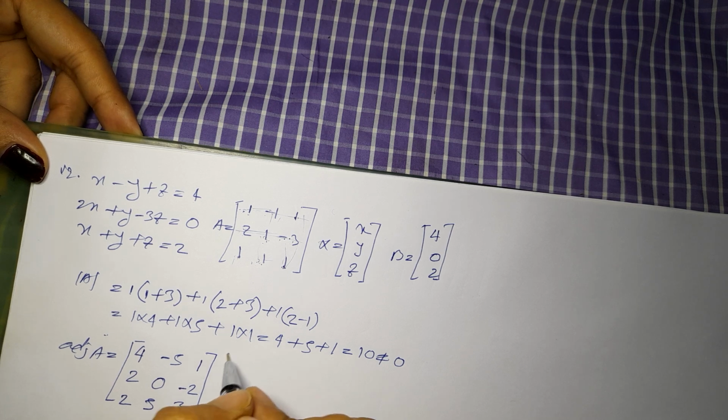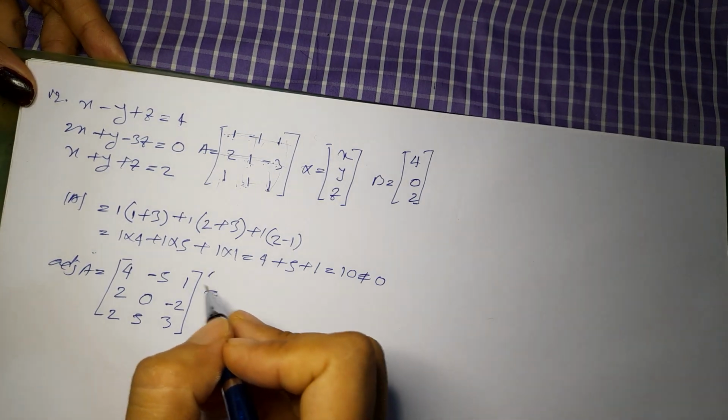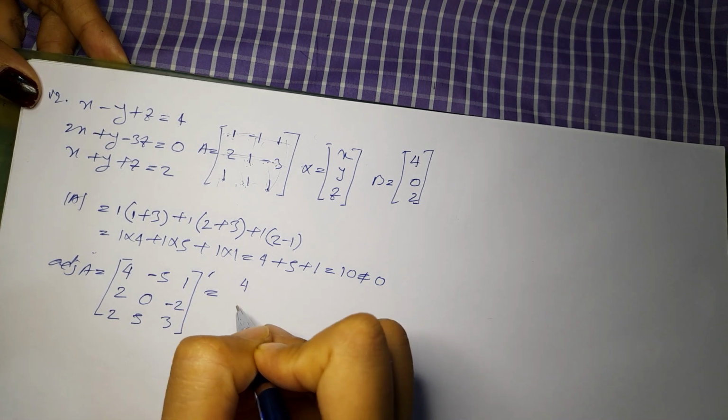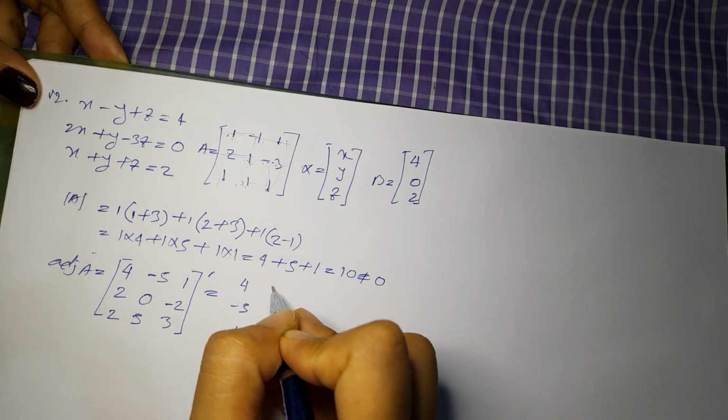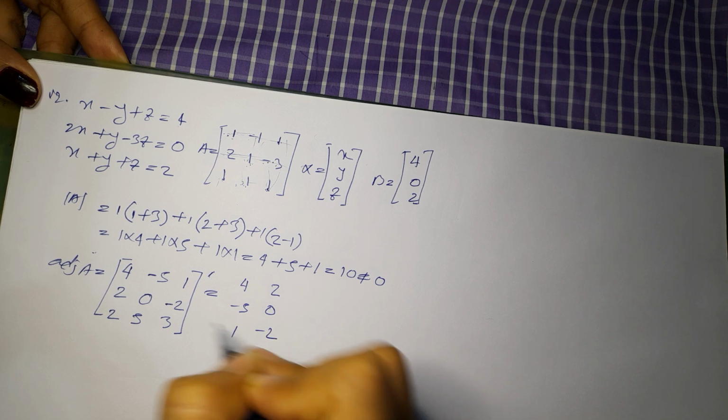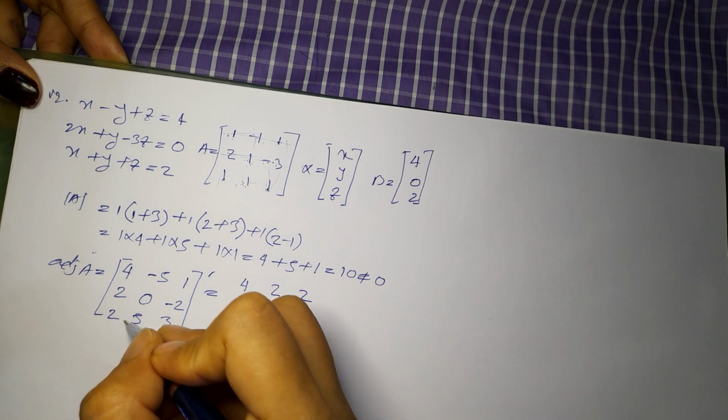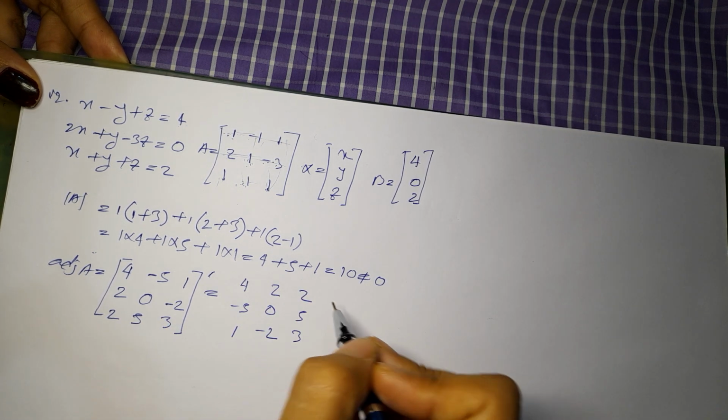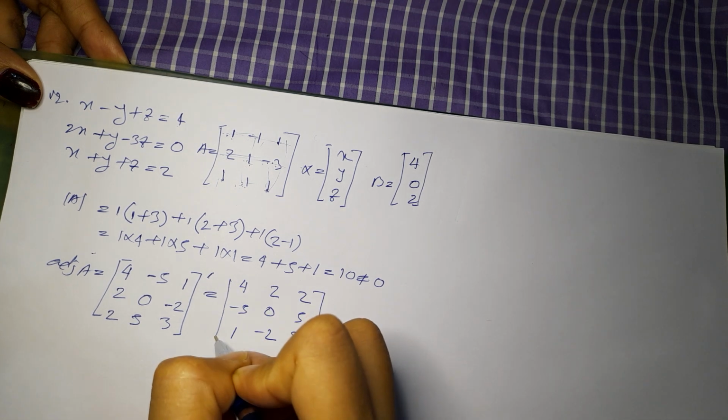Don't forget to give the transpose. Now make the row into column. So 4, minus 5, 1, 2, 0, minus 2, 2, 5, 3. So all the rows will become the columns.